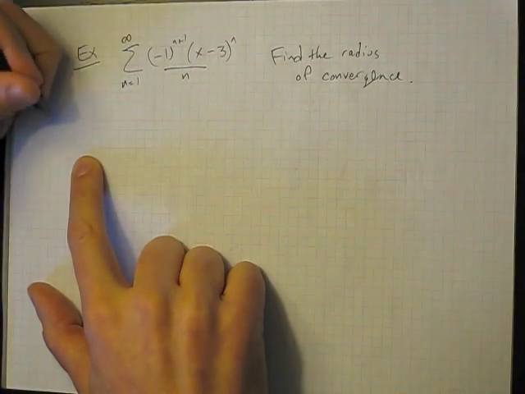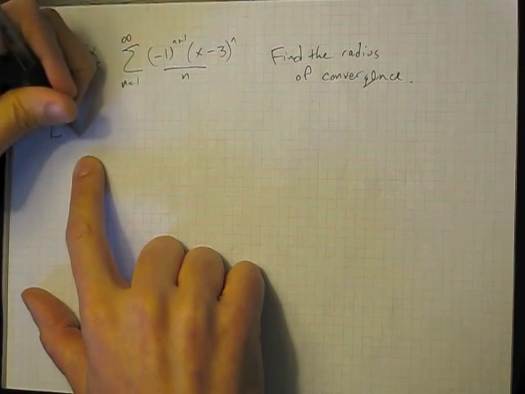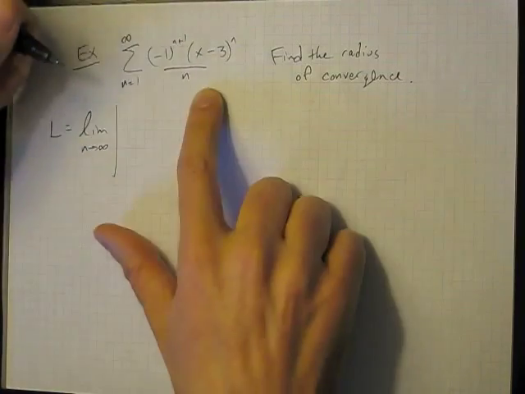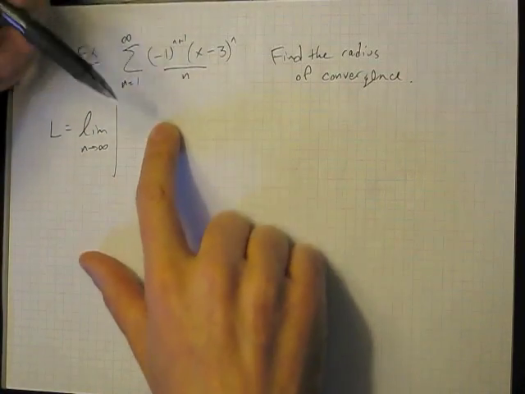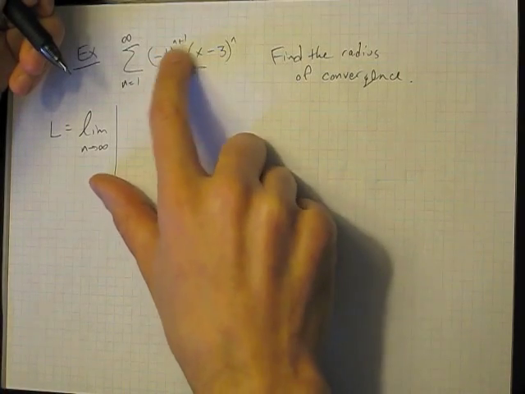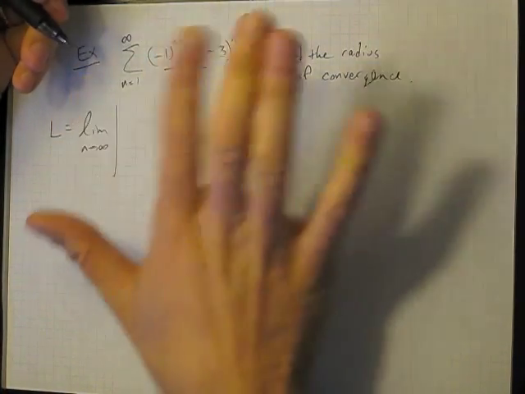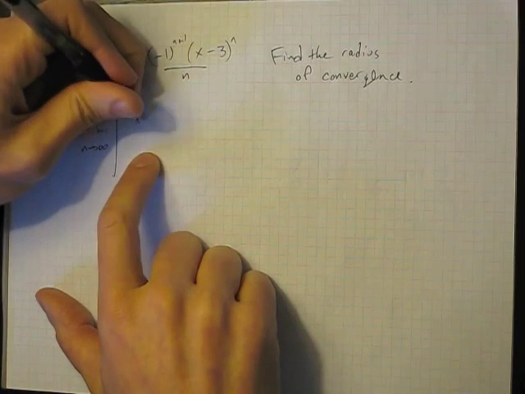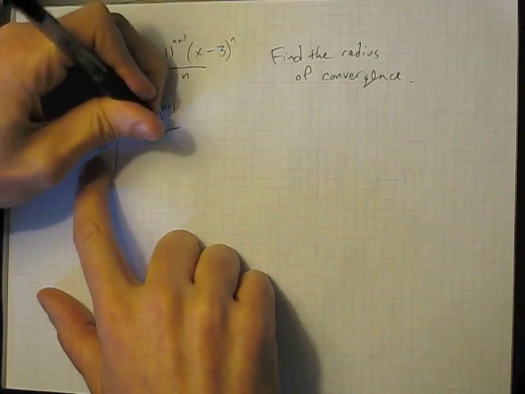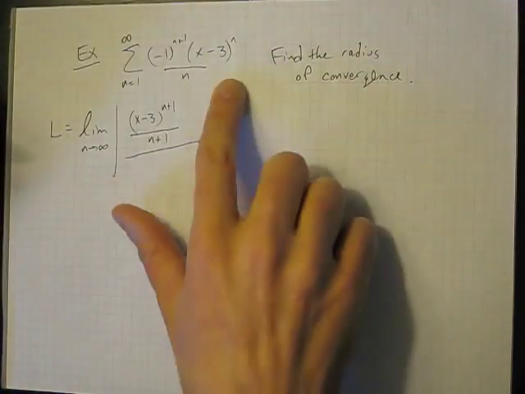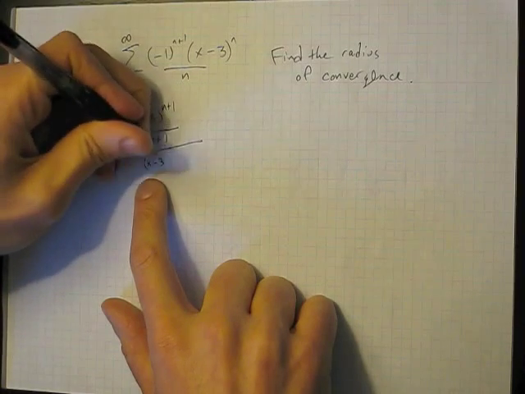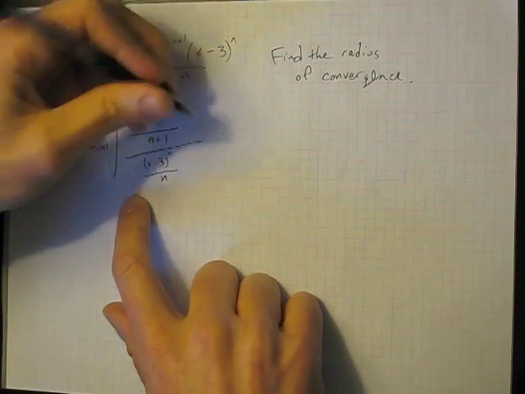So we take L, our limit, as n goes to infinity. I'm going to do the n plus 1 term. Now remember, we're taking absolute values, so you can forget all about the minus 1s that occur here. Minus 1 to that power, just ignore it, it doesn't even matter. (x-3)^(n+1) divided by n+1 is the first term, and then the second term is (x-3)^n divided by n.